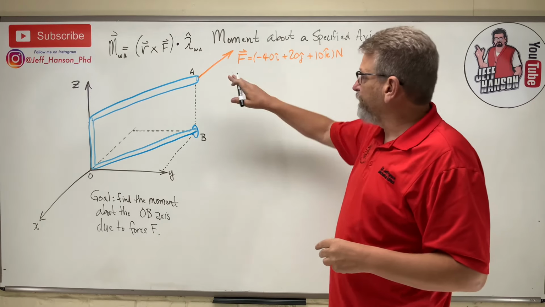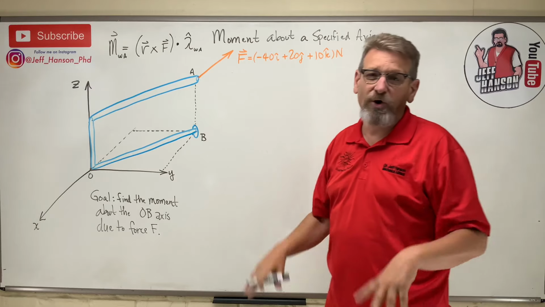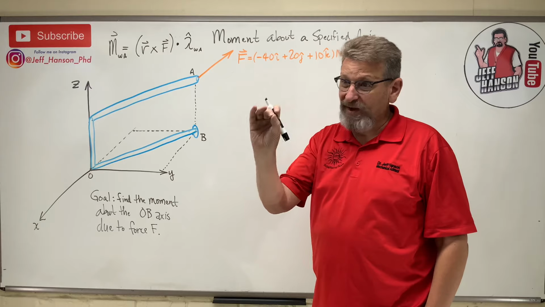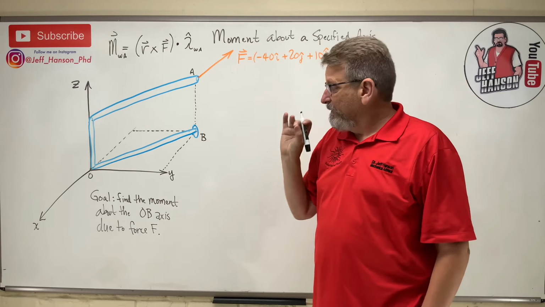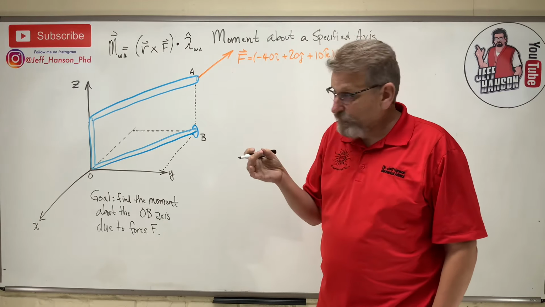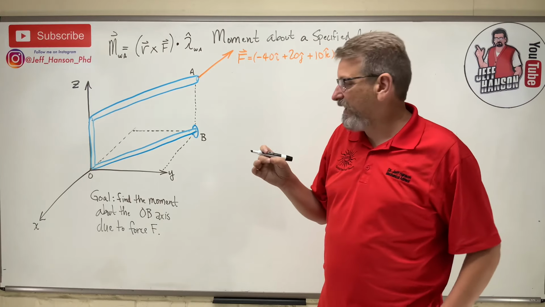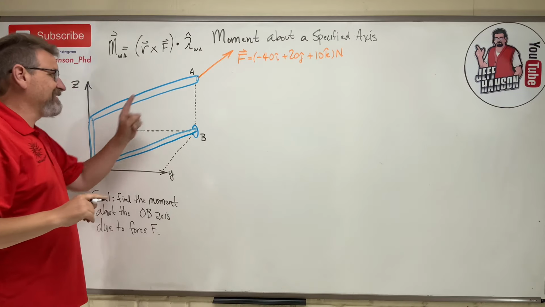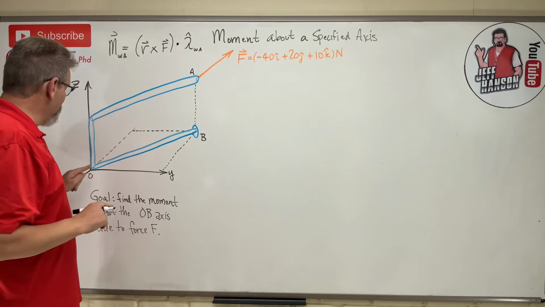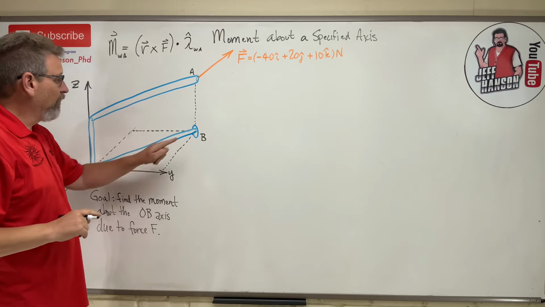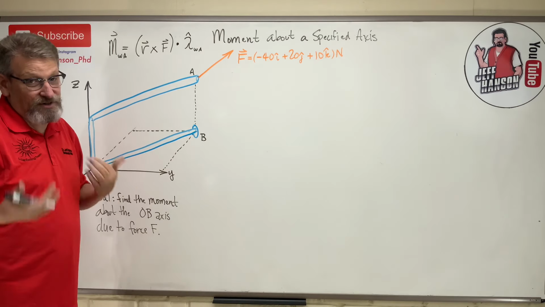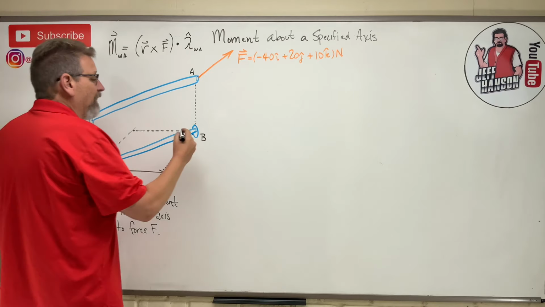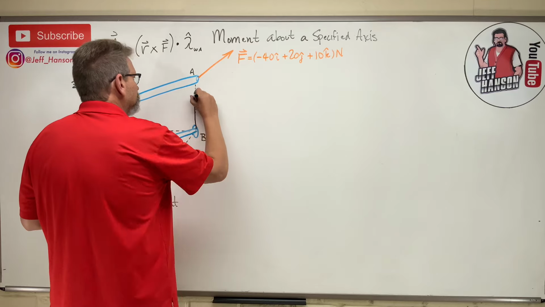So if we're going to do R cross F, boom, we've got F, then what is R? R was a position vector from the point to the line of action of the force. But this time, we don't have a point. We have an axis. And what you do is, R can be anywhere on this axis to that line of action of the force. So it can be from O to A or from B to A. Personally, I think B to A is pretty easy, don't you? So I would choose this as my R vector.